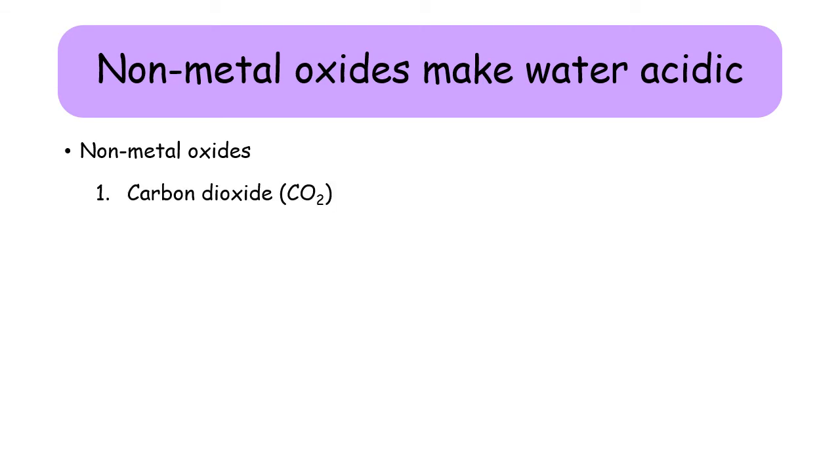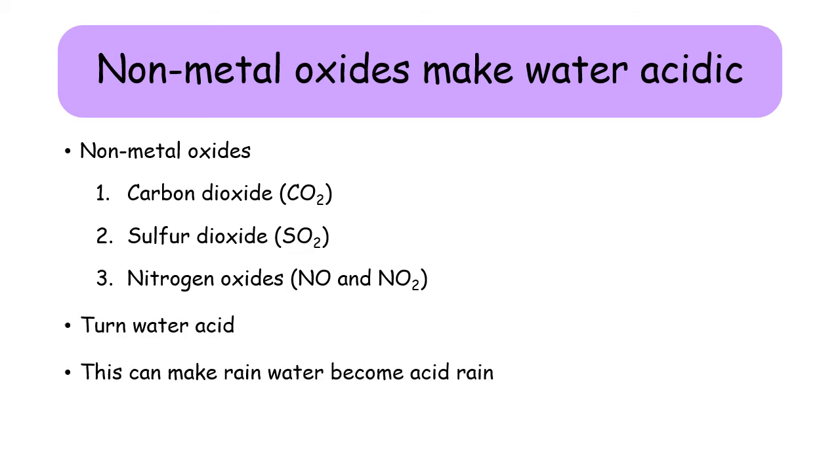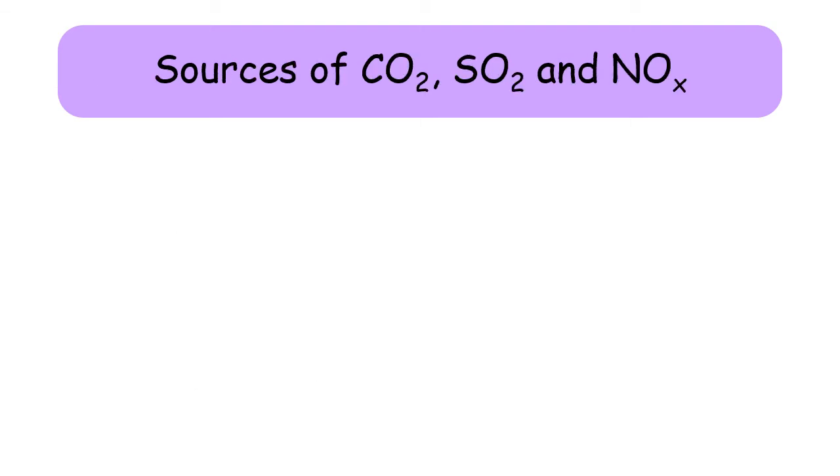Carbon dioxide, sulfur dioxide, and then nitrogen oxide. So it could be nitrogen monoxide or nitrogen dioxide. Now these will turn water acid, and this can turn rainwater into what we call acid rain. So carbon dioxide, sulfur dioxide, and nitrogen oxides can create acid rain.